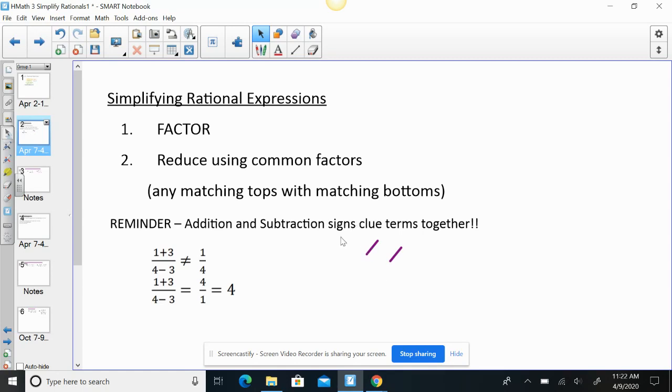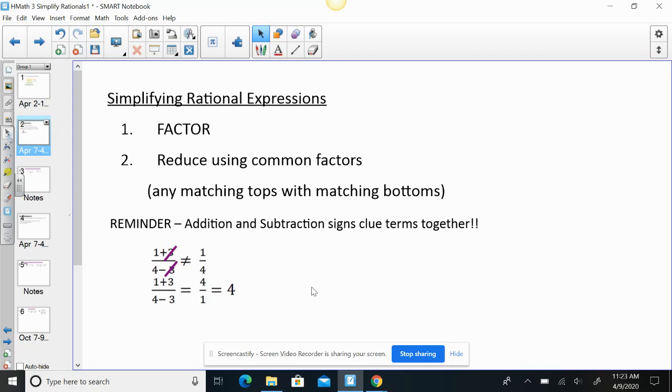A very, very important reminder is that these addition and subtraction signs in the polynomials are gluing the separate terms of that polynomial together. So if I look at 1 plus 3 divided by 4 minus 3, even though these 3's are common, I can't just say that this 3 divided by this 3 reduces to 1, because that would leave me with 1 over 4. If I actually work this problem out, I would get 1 plus 3 is 4, and 4 minus 3 is 1. So the answer to this one should be 4.